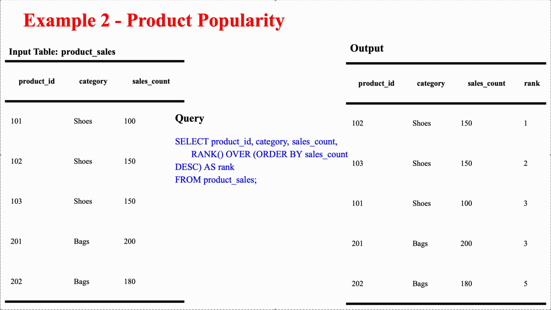Now let's rank products by popularity by sales count. Again, we use rank over order by sales count descending. Ties will share the same rank and gaps appear. This is useful for testing top-selling products or validating ranking dashboards.